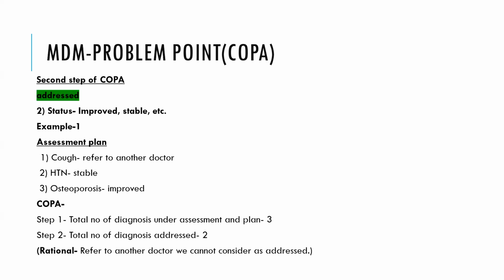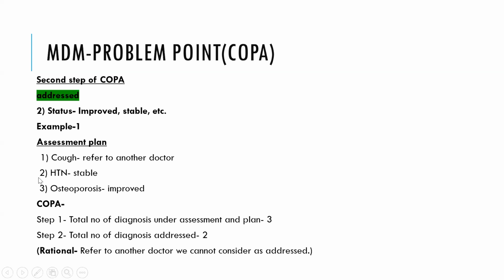What do we mean by status? Status means status of a condition like hypertension, stable, right? We have examples in front of you to understand. If you see here under assessment and plan, we have three conditions here. Now, when you check here, they said cough, refer to another doctor. Hypertension, stable. Now, stable indicates you that it is addressed. Osteoporosis. Now, stable is a status. Am I correct, Tanya? Status, stable you can consider as a status because it is telling you the status of hypertension. Do you understand that? Yes, sir.